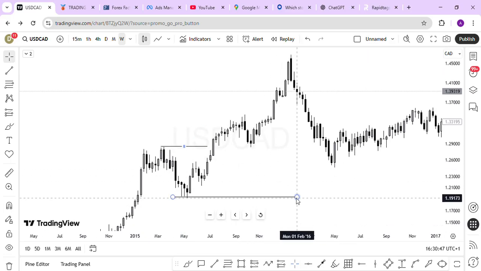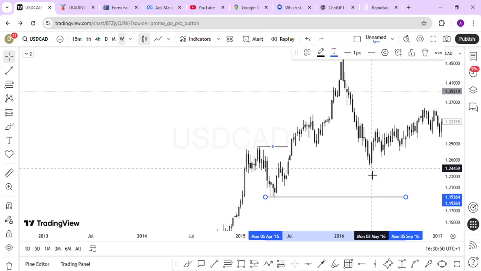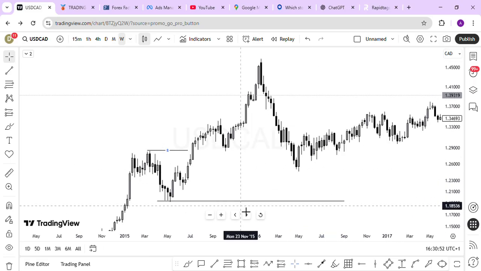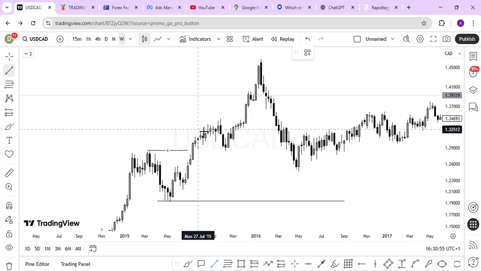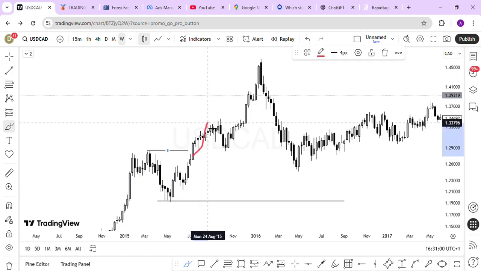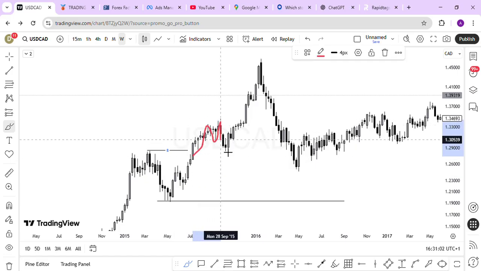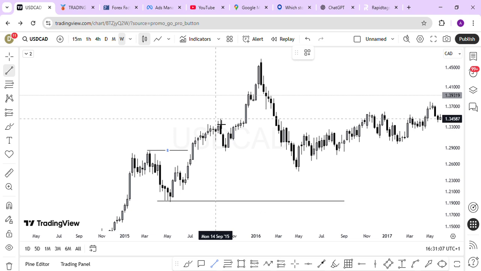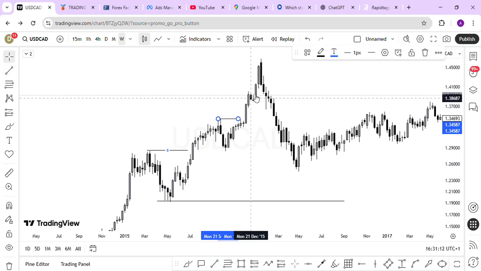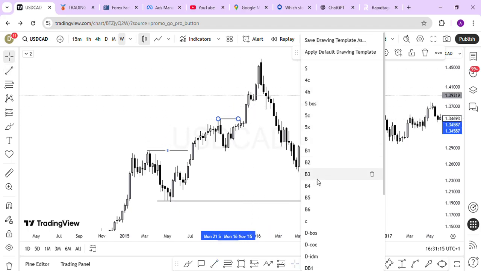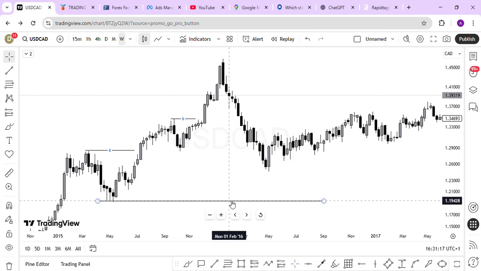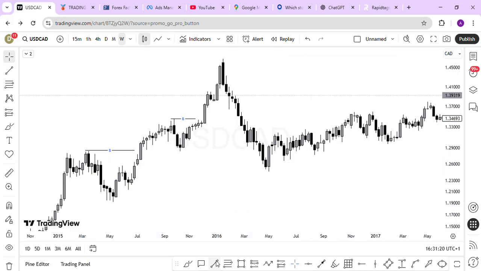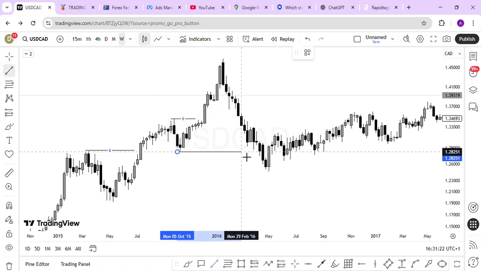So this low must be protected by all means if the market wants to continue the bullish momentum. As you can see, the market did the same here by creating a push. This is the recent pullback, and the same thing happens and the market breaks structure. So this is the break of structure the market created. Remember, this is on the weekly time frame, and it means this low must be protected.